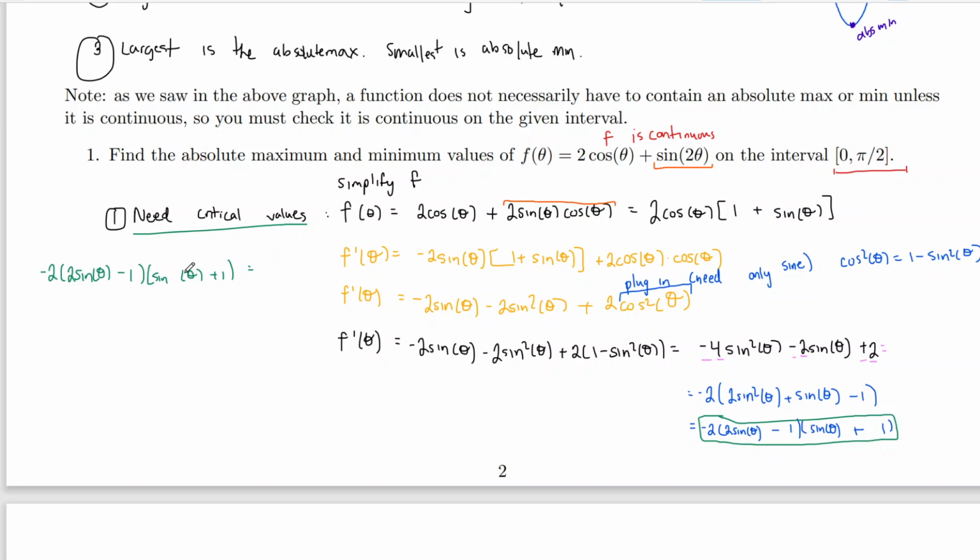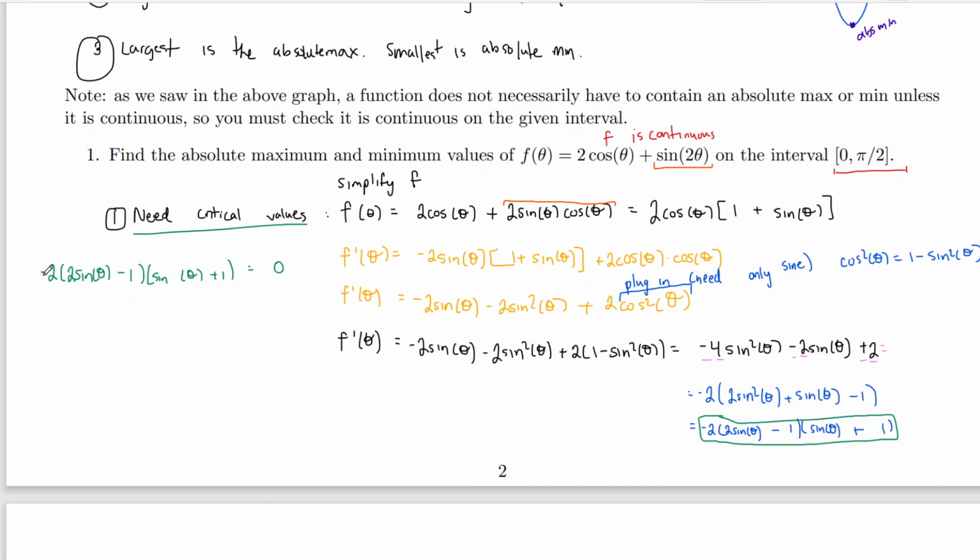Times sine of theta plus 1 equals 0. So I'm taking my derivative, setting it equal to 0. Keep in mind we have no fraction here, so this is the only equation we have to solve. And we also talked at the beginning that f is continuous. So when we get theta values here, we're just done. We don't need to check anything else.